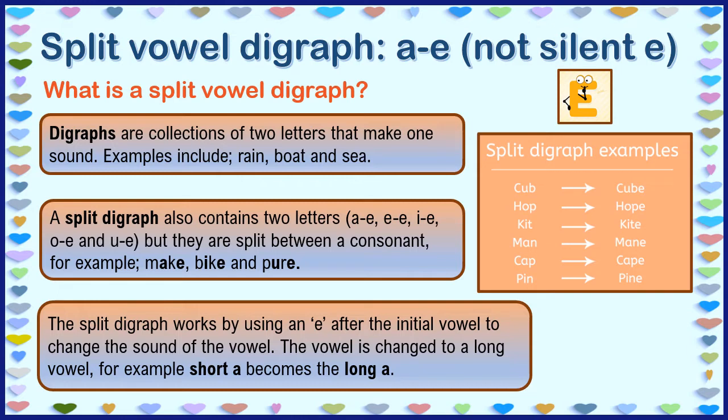So there you have a little baby cub. If you put an E at the end, it becomes cube. So now from the short sound, you change it to the long U sound. Hop becomes hope. Completely different, right? Kit becomes kite. Man becomes mane. Cap becomes cape. Pin becomes pine. So the E at the end of the word changes the vowel in the middle to a longer sound. And that is a split vowel digraph.